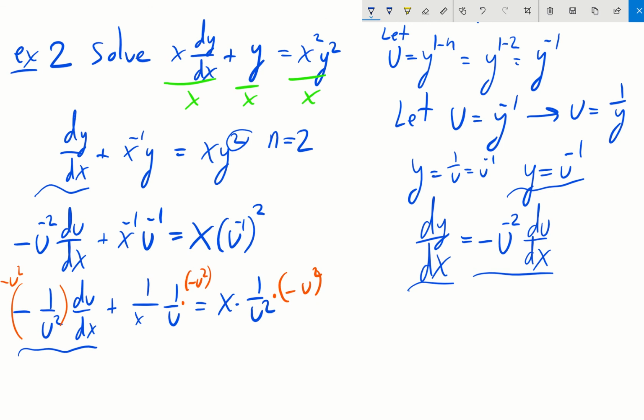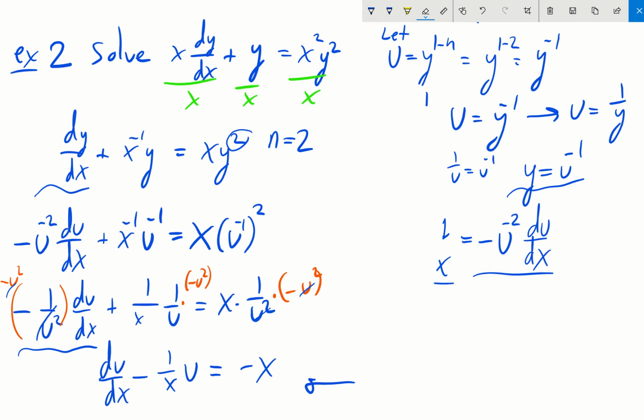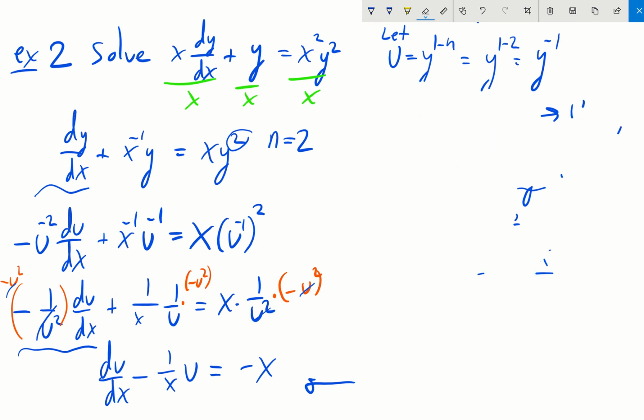What does that give us? Well, here these cancel, so we get du dx. This is going to give us a minus sign here. We have our 1 over x, and then u squared over u will give us u, equals, on the right hand side these cancel, and we get negative x. And indeed, this is going to be a first order linear ODE in the variable u. We can solve this with an integrating factor. So let's go ahead and do that.